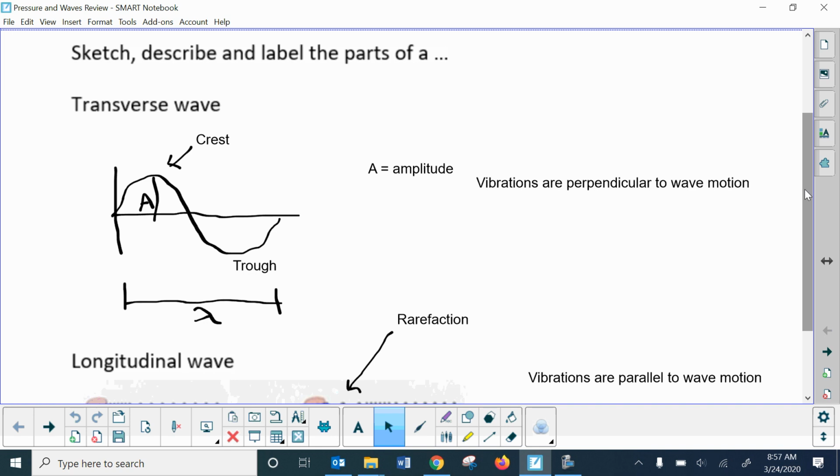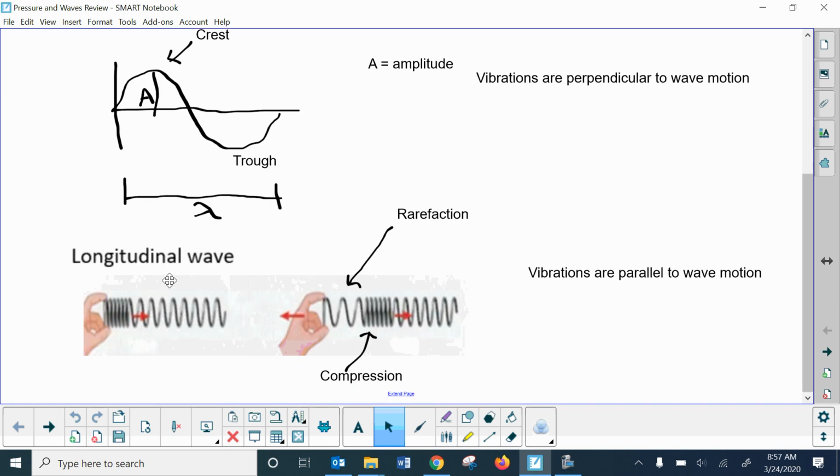For the longitudinal wave, I couldn't really draw this very well with the mouse pad. I tried to draw the slinky, but it didn't work. So we have our compression where the coils are kind of tightly packed together over here again. And then the rarefaction is where the coils get stretched out. So that would be your rarefaction. Vibrations are parallel to the wave motion. So the vibration is hands moving back and forth, the disturbance moving, I guess, like left to right across the page, and the wave travels left to right across the page as well. So there's your first kind of drawing the waves.